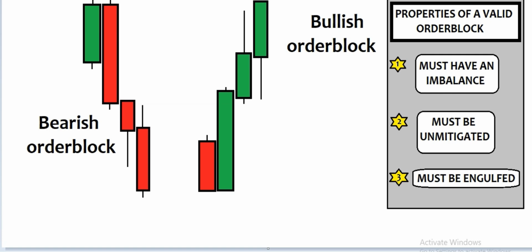So now we've been talking about key levels. In my last video I talked about the introduction to order blocks, just telling you what order blocks basically are. But in this video I'll be telling you the two types of order block there are, and the properties of a valid order block.